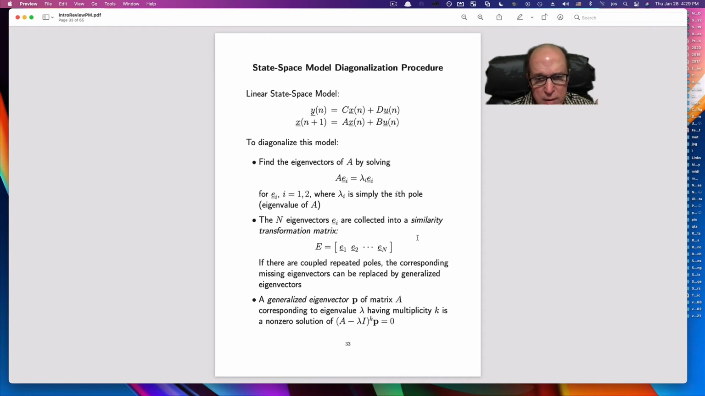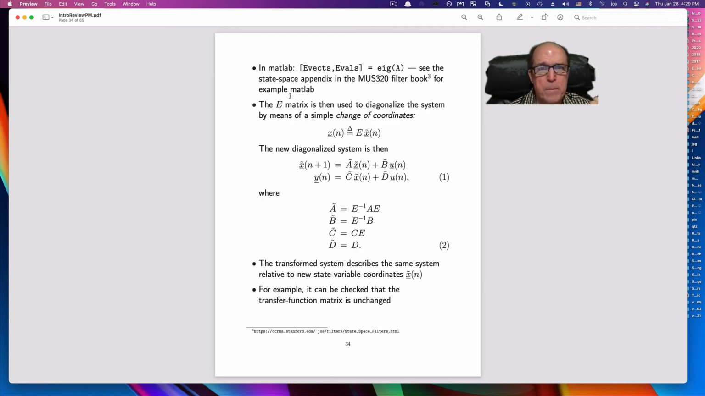And if you don't have distinct eigenvalues, then there are things you can do. You use generalized eigenvectors, and it works out. And you can look that up. In MATLAB, you've got the eig function for finding the eigenvectors and eigenvalues, and you can use that to diagonalize the system.